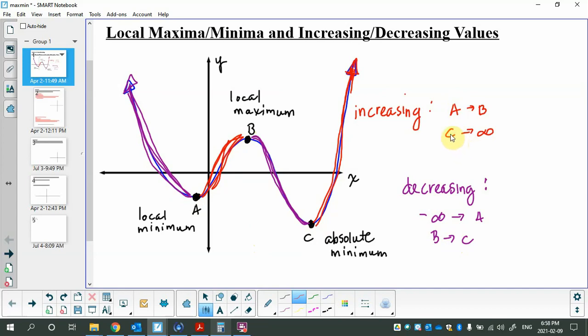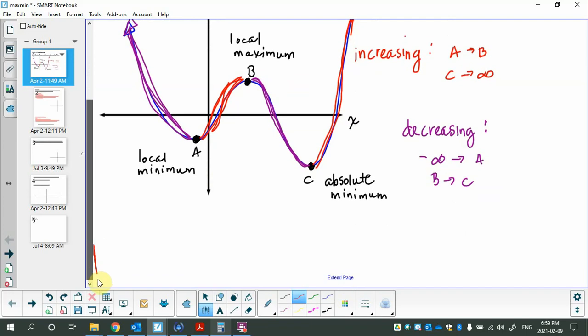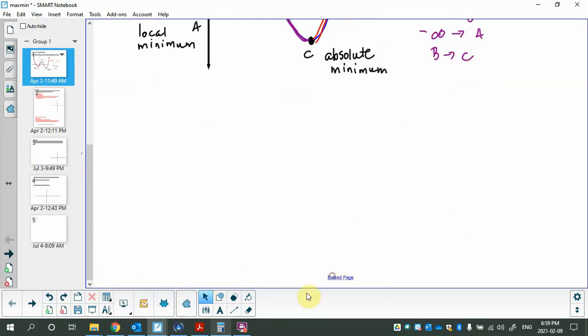Things that might help you in this particular unit are some facts that you hopefully remember from advanced functions. So I'm just going to do a little doodling here for you.